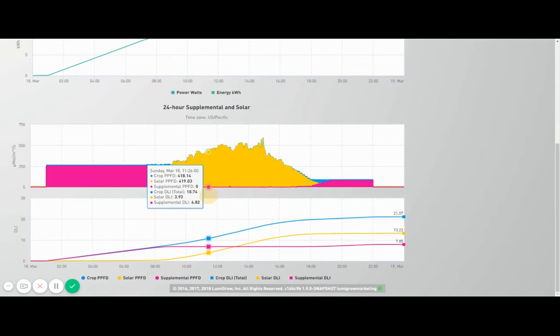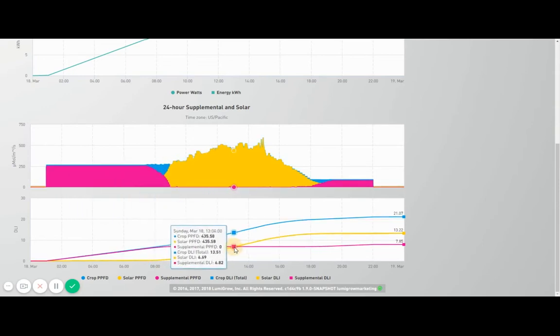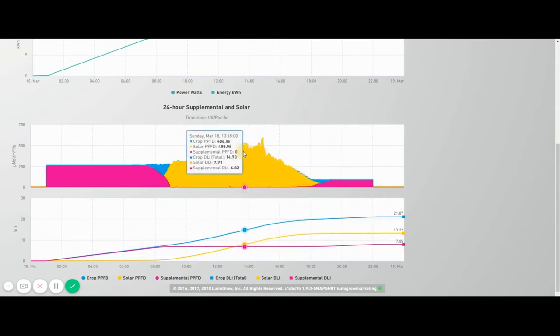DLI is the measurement of the number of photosynthetically active photons that are delivered to a specific area over a 24-hour period. The pink line shows supplemental DLI, the yellow shows solar DLI, and the blue shows total accumulated throughout the day at the crop level. It directly corresponds to the graph above. You can see as you move back and forth, the little dots follow you.